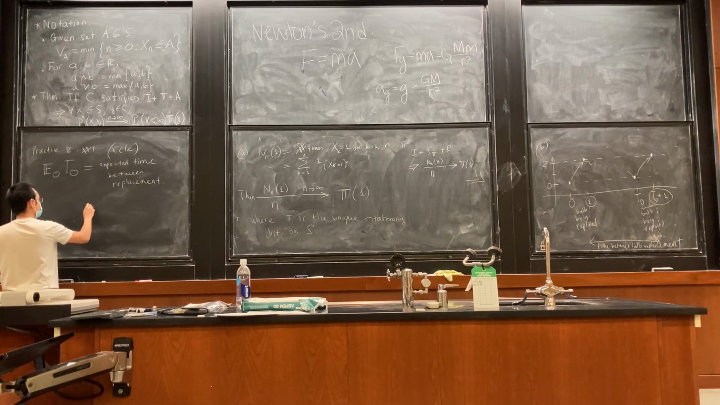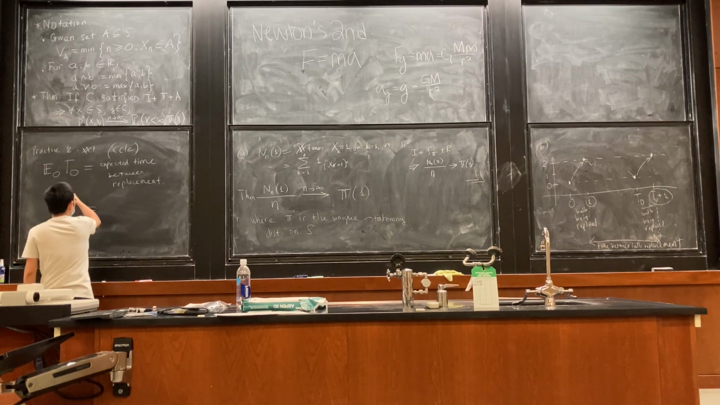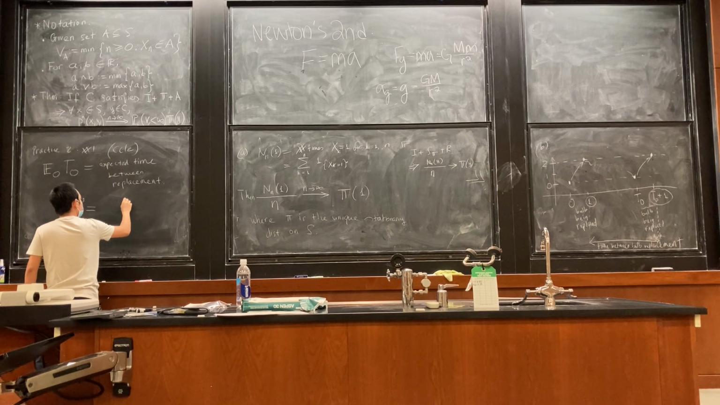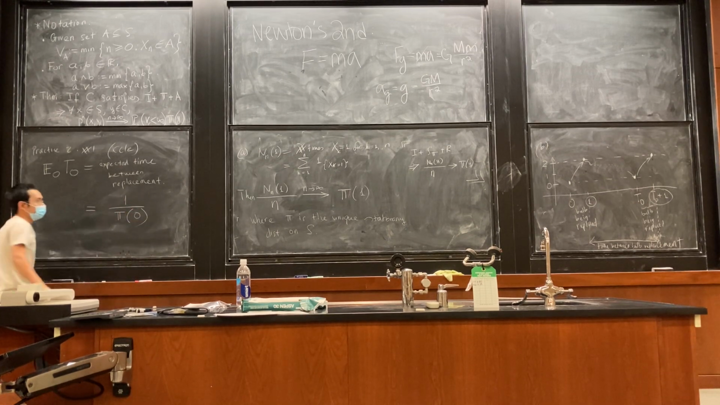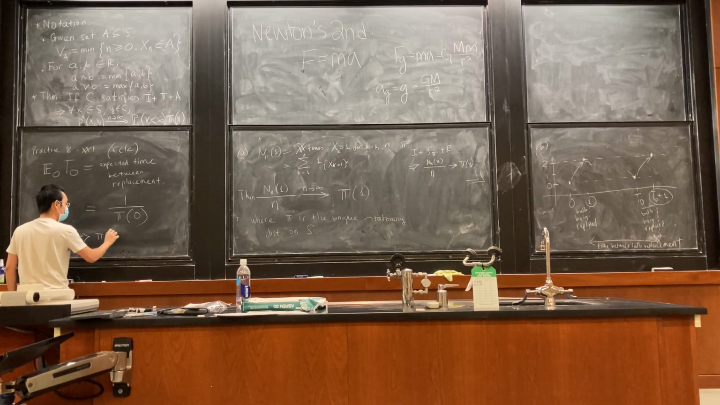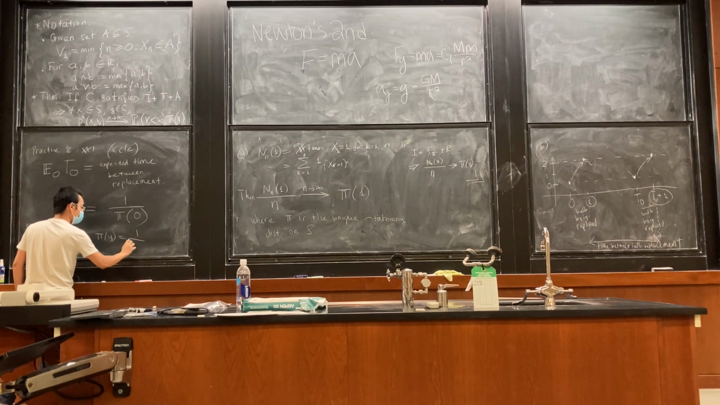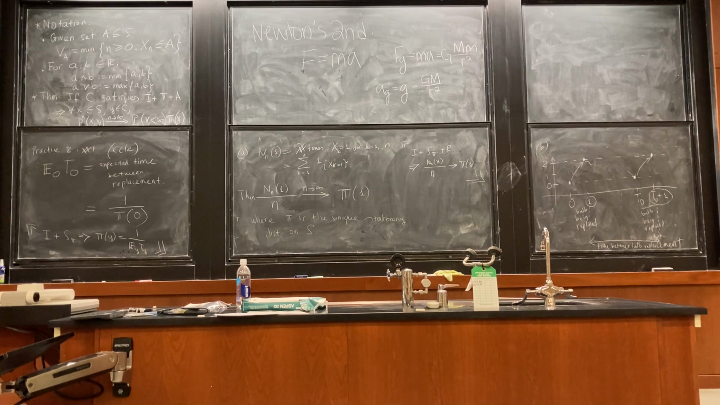And according to the result that we have, this expected value is 1 over pi evaluated at 0. Recalling the result that we have, if I have irreducibility plus a stationary distribution pi, then pi(y) is given by 1 over the expected value of T_y.